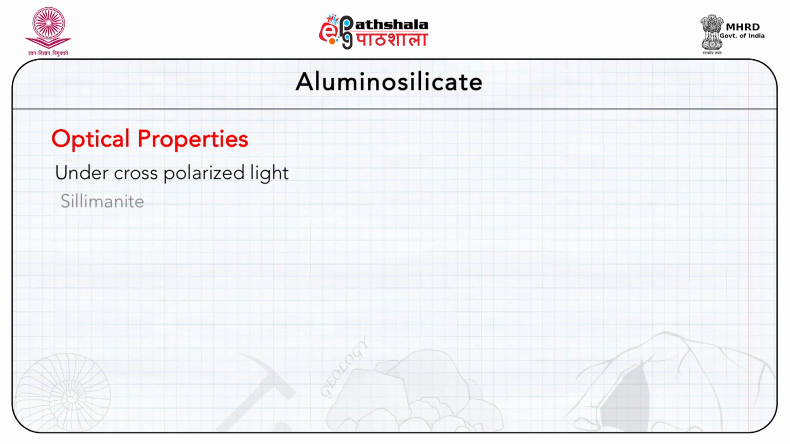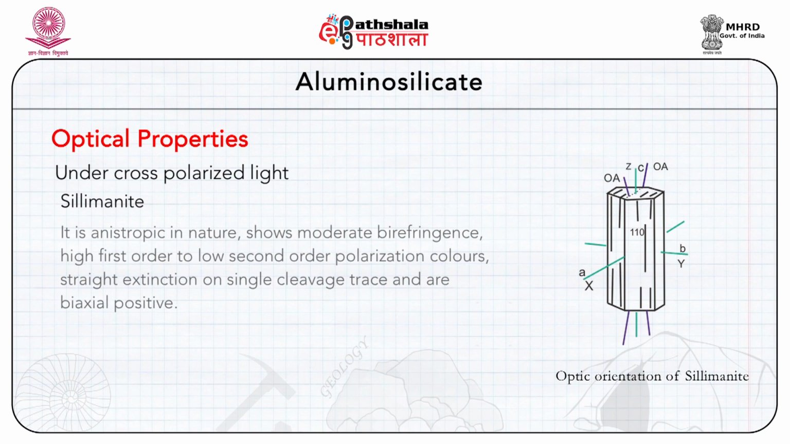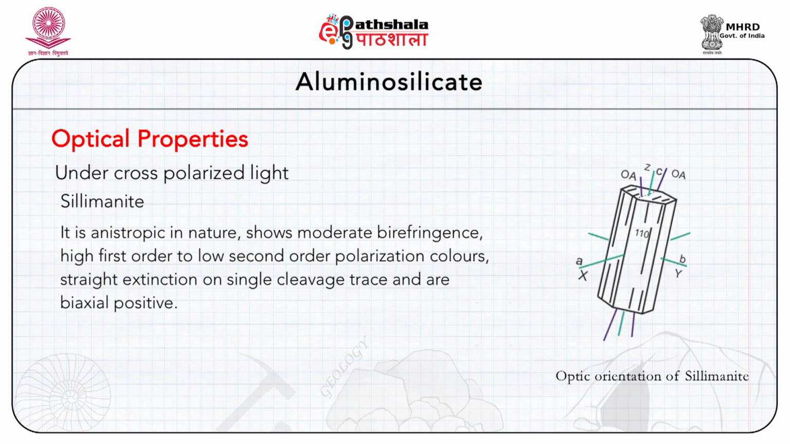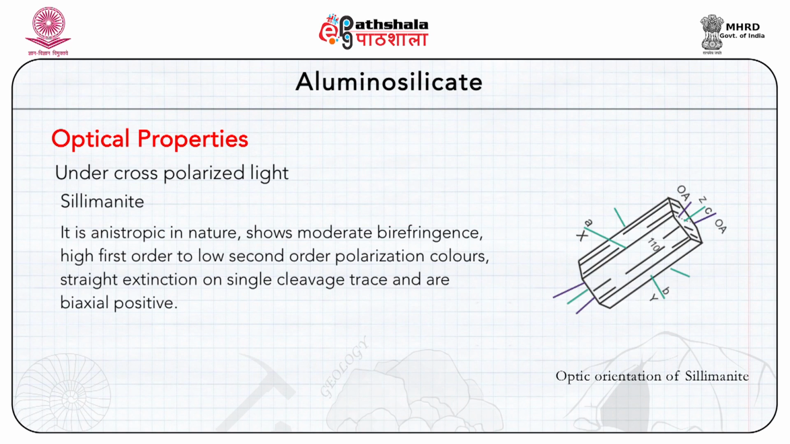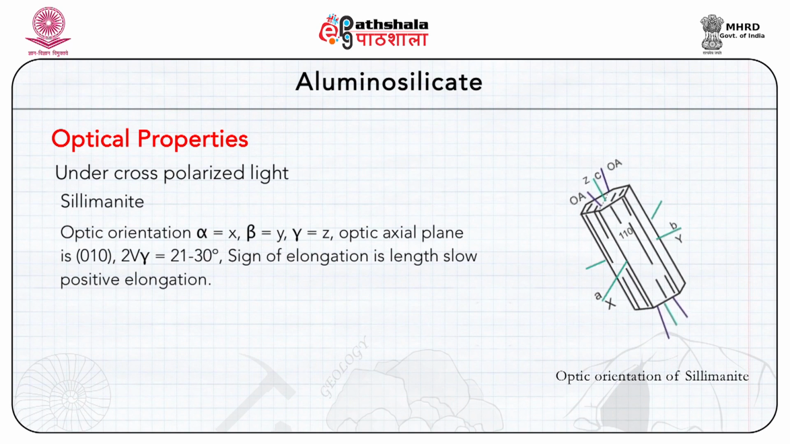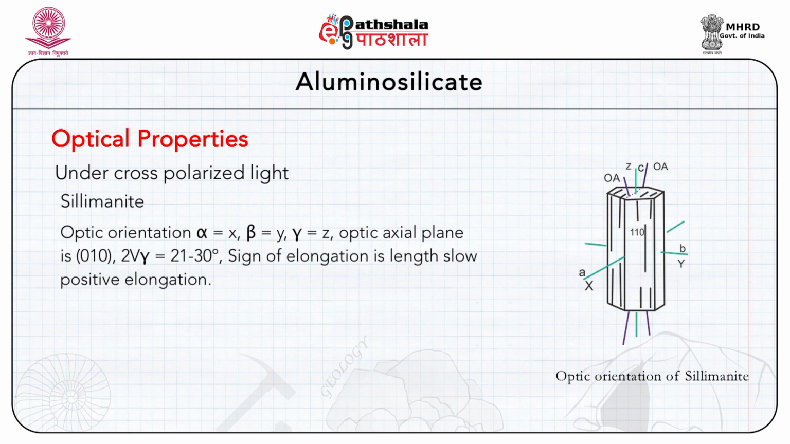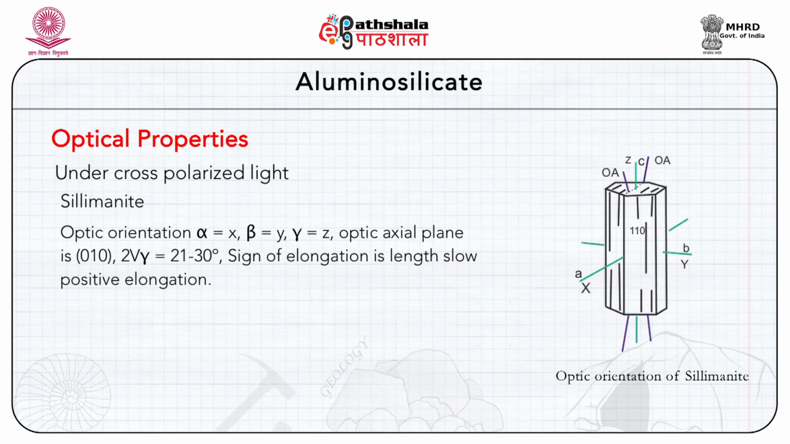As for Sillimanite, it is anisotropic in nature, shows moderate birefringence, high first order to low second order polarization colors, straight extinction on single cleavage trace, and is biaxial positive. Optic orientation is alpha equals X, beta equals Y and gamma equals Z. Optic axial plane is 010. 2V gamma varies from 21 to 30 degrees. Sign of elongation is length slow, positive elongation.